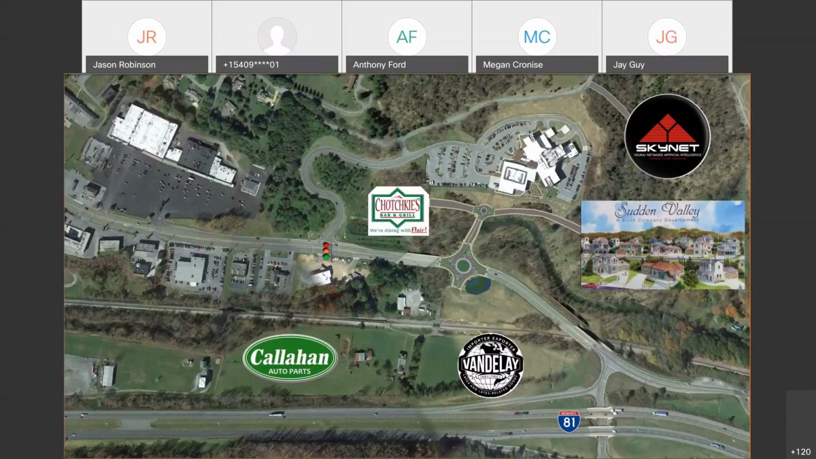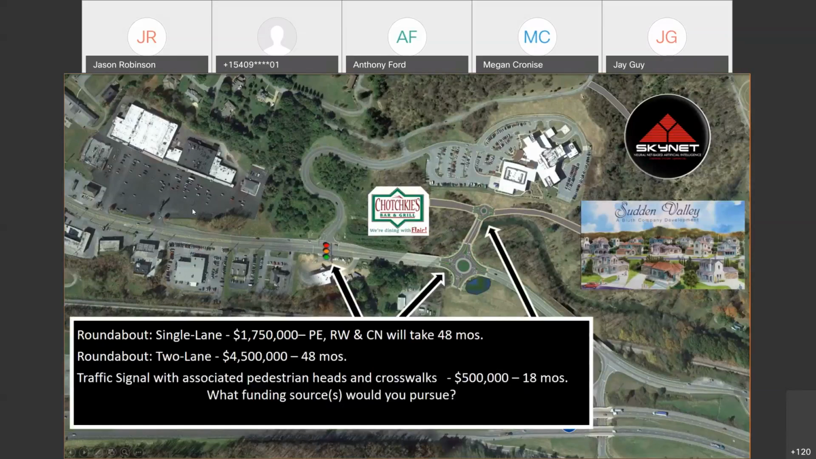So for the roundabouts and the signal work, assuming that the roundabouts are going to be 1.75 million for the small one, 4.5 million for the big one, about $500,000 for that signal installation. It's really an upgrade. All told, that gets to be over $6 million, right at $6 million for the total improvement. So what would you go after for this? Keeping in mind, those of you that are Arrested Development fans, there's not enough money in the banana stand to fund all these improvements.